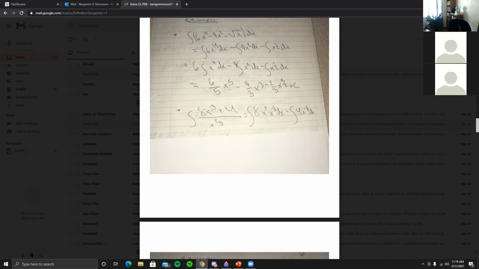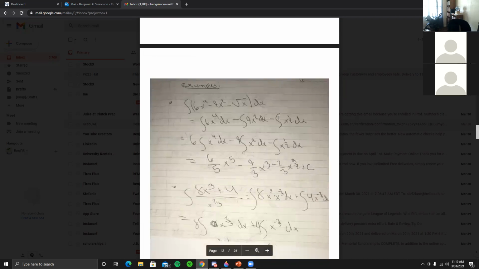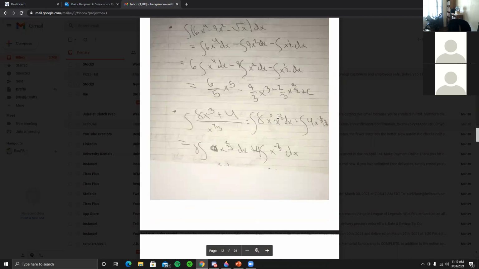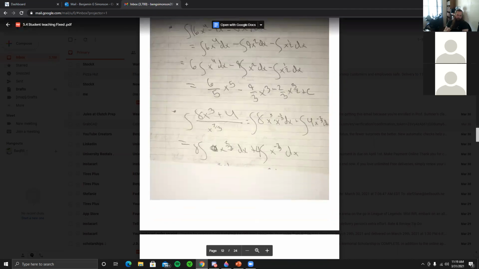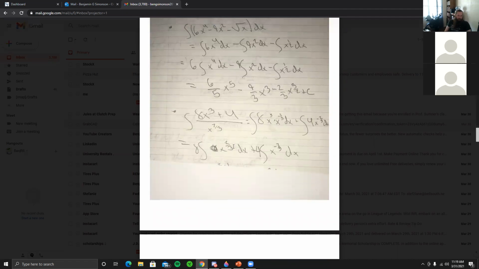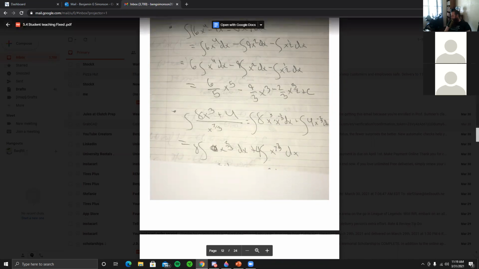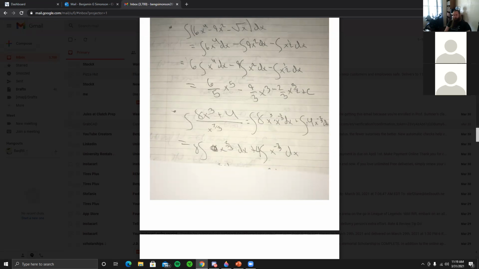And now again, this is looking like something that we can start taking the integration of. However, first you'd want to simplify. So x cubed times x to the negative 7 over 3, you just add the powers and you would get x to the 2 over 3 dx. Take out the 8 using the coefficient rule. You have 8 times the integration of x to the 2 over 3 dx plus 4 times the integration of x to the negative 7 over 3. Again, using the coefficient rule here.